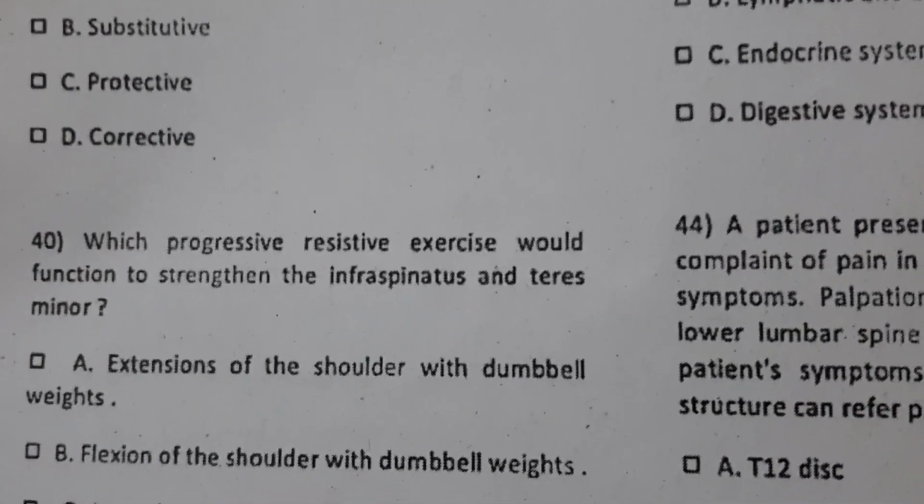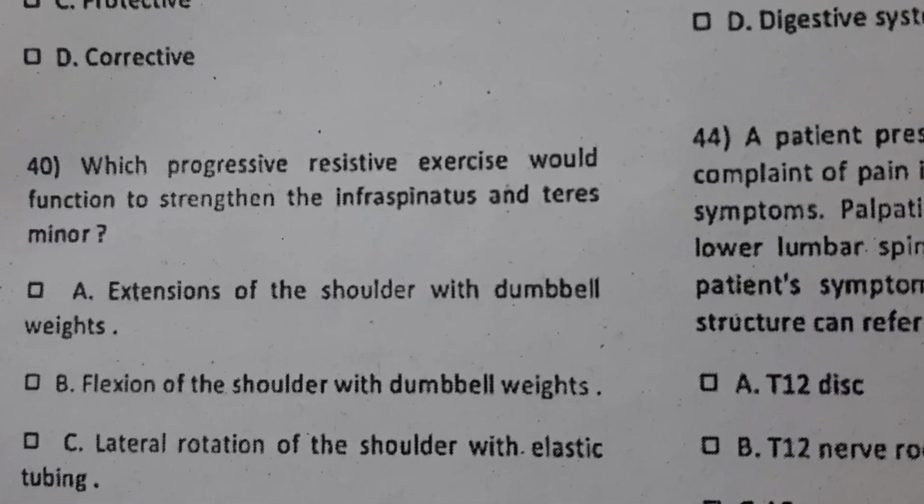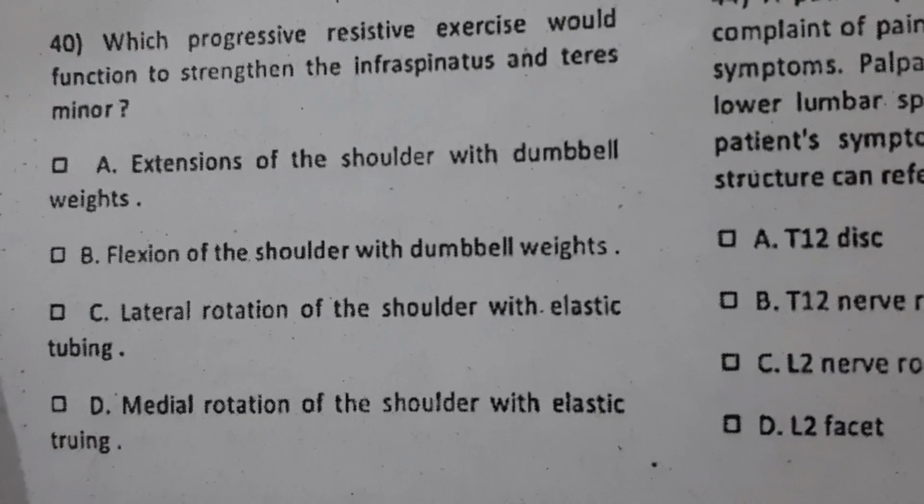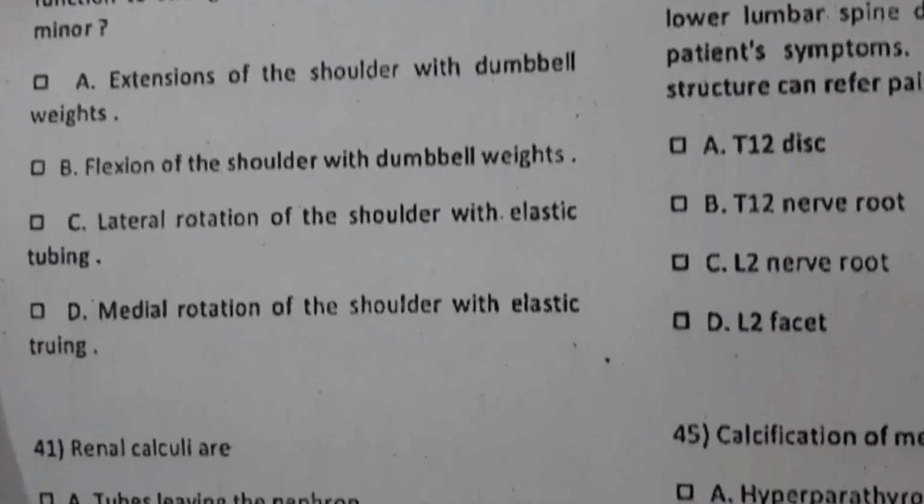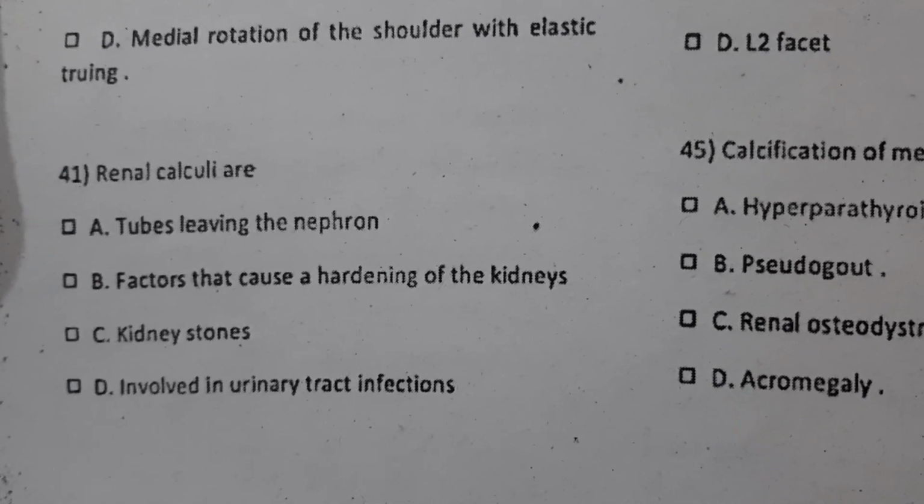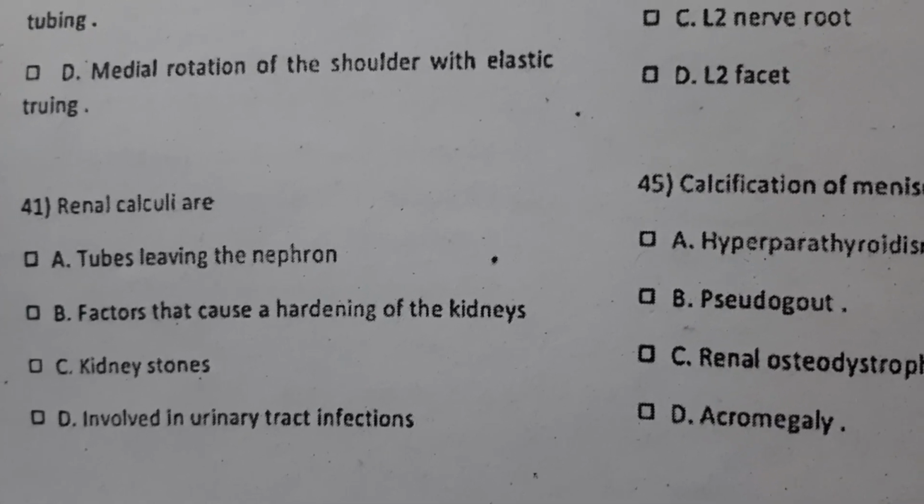So the next MCQ is: which progressive resistive exercise would function to strengthen the infraspinatus and teres minor? Option C would be the right answer, lateral rotation of the shoulder with elastic tubing. MCQ next, 41: renal calculi are. Renal calculi are, option C is right, kidney stones.